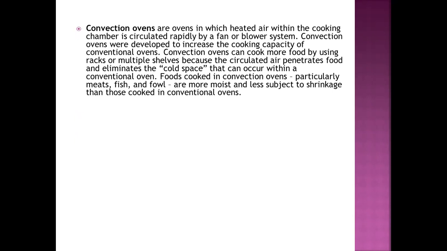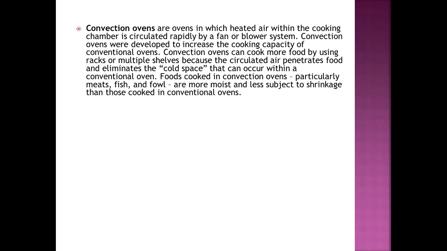So, for convection ovens naman, ang convection ovens, these are the ovens in which heated air within the cooking chamber is circulated rapidly by a fan or blower system. So convection ovens were developed to increase the cooking capacity of conventional ovens. Convection ovens can cook more food by using racks or multiple shelves because the circulated air penetrates food and eliminates the cold space that can occur within a conventional oven.